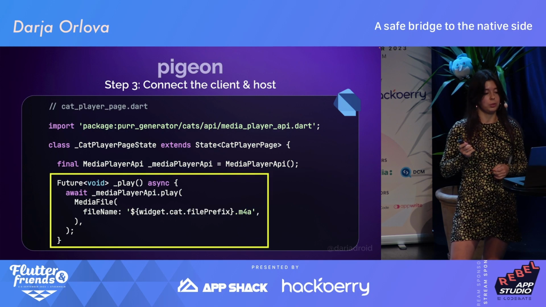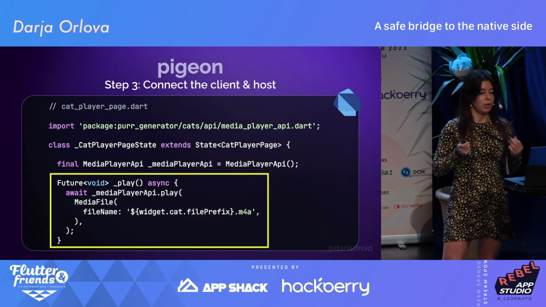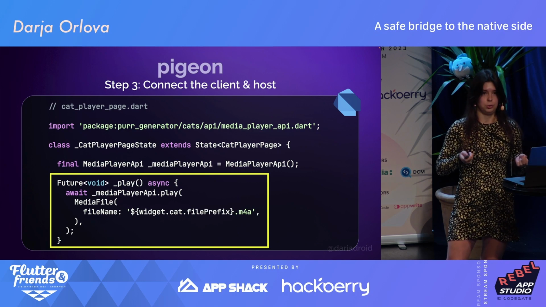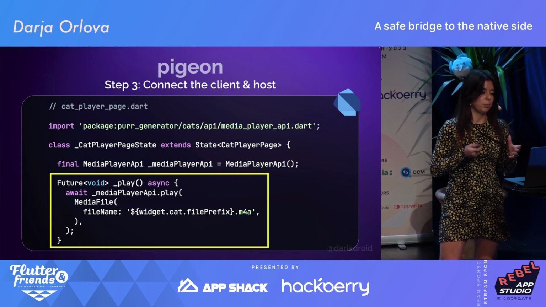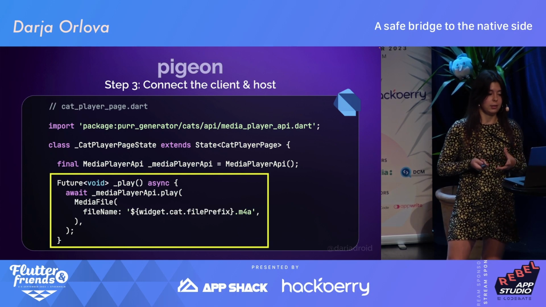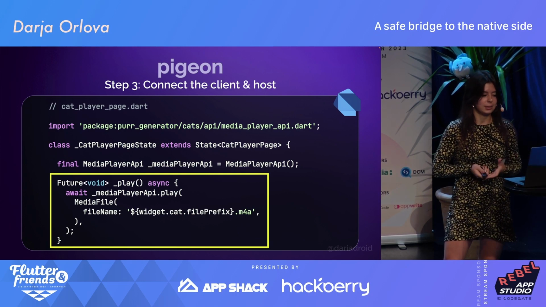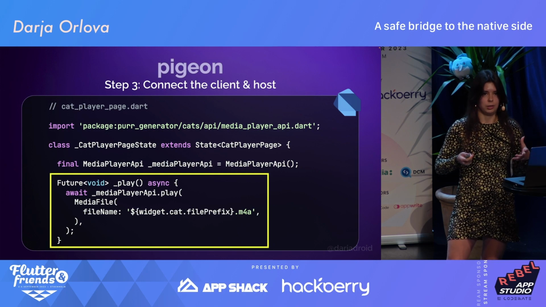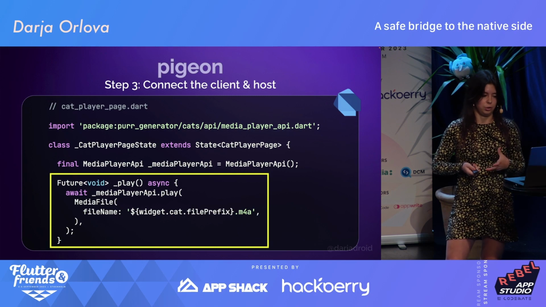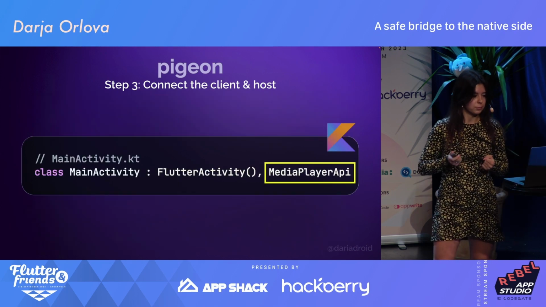And when we now want to call the play function, we just call play as we would do in Dart code, because this is play in Dart code. We pass an instance of MediaFile because it's a Dart class, and from this perspective, we don't even know that there's any native communication going on under the hood because it's all Dart for us.